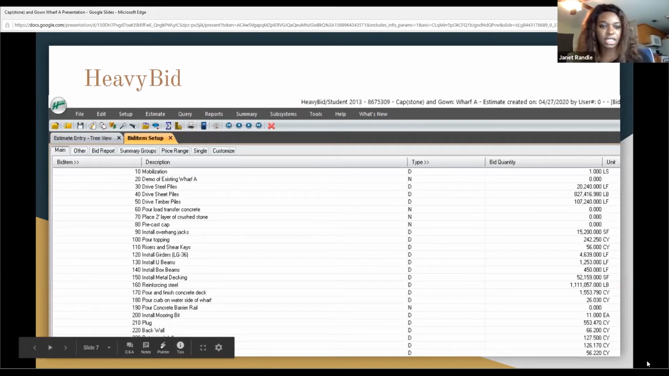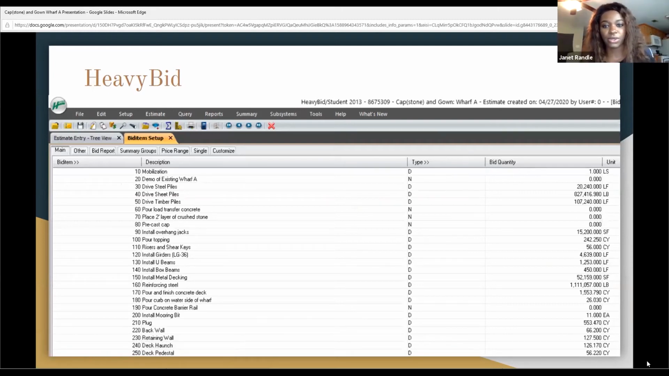Okay, here is a screenshot of our HeavyBid software that we use for estimating the cost of our project. We included the bid items that were not given to us in the bid sheet to develop the rest of our project bid costs. We use simple math to calculate the sheet and steel piles by taking the weight and multiplying it by the given square foot dimensions.